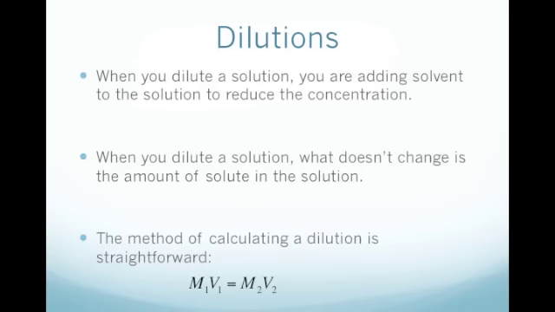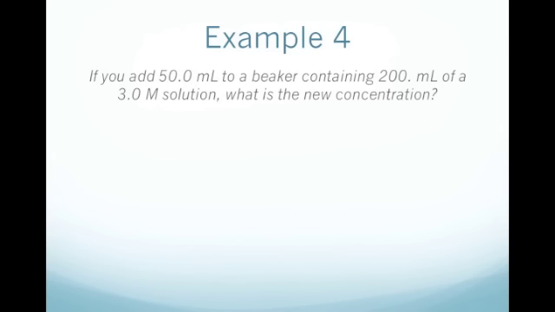So let's jump right into some example problems. These are really simple and straightforward. There's one tricky part you'll have to pay attention to. Notice it says if you add 50 milliliters to a beaker that has 200 milliliters, what's the new concentration? Okay, so we got our formula. We want concentration, so I'm going to solve for that second M, that second concentration. This is what I get.